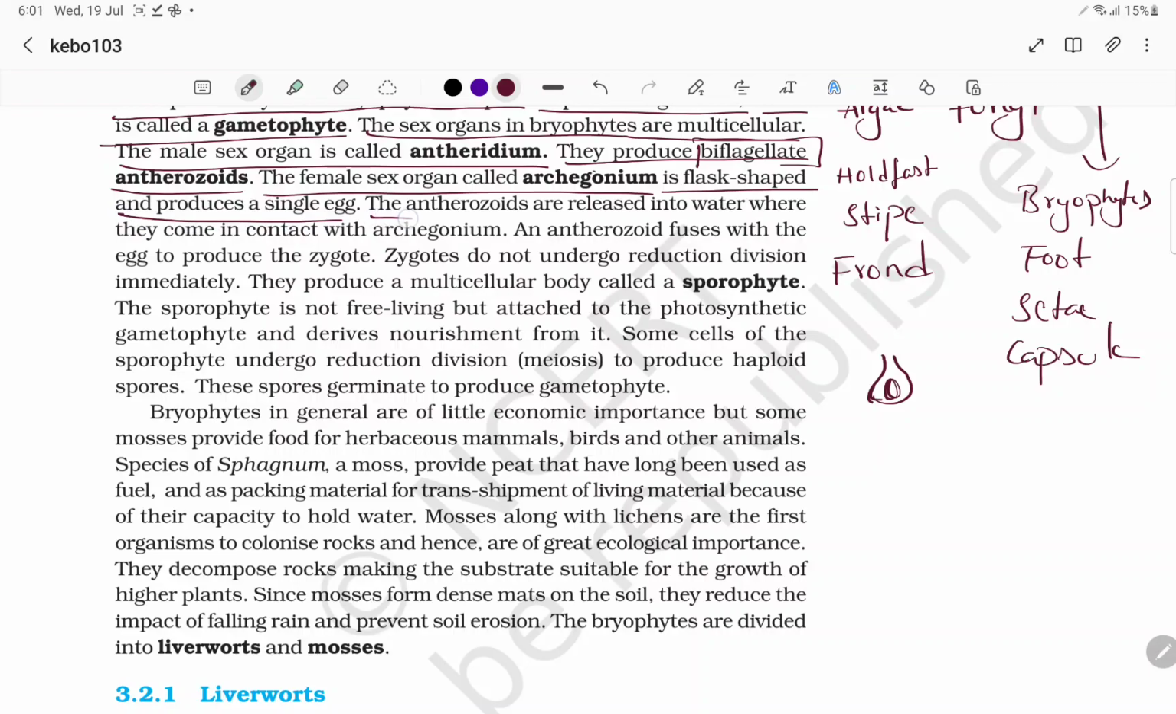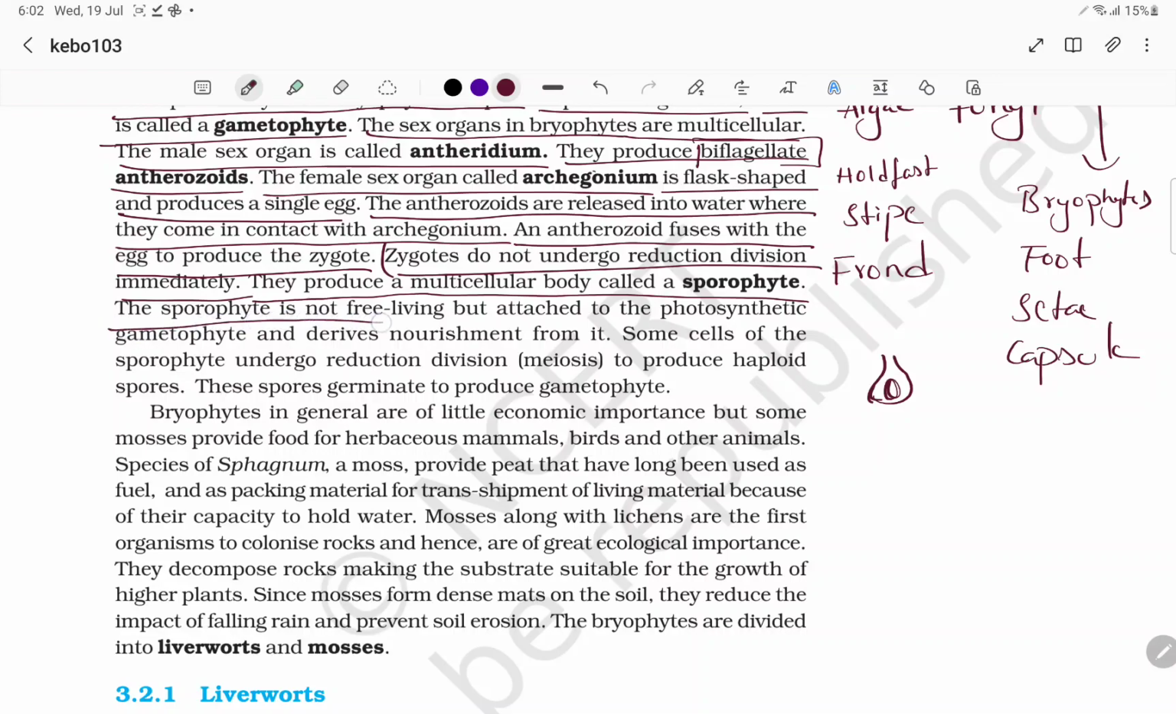The antherozoids are released into water where they come in contact with the archegonium. An antherozoid fuses with the egg to produce the zygote. The zygote does not undergo reduction division immediately, as happens in algae. Here the zygote does not divide immediately. It produces a multicellular body, which we call the sporophyte.